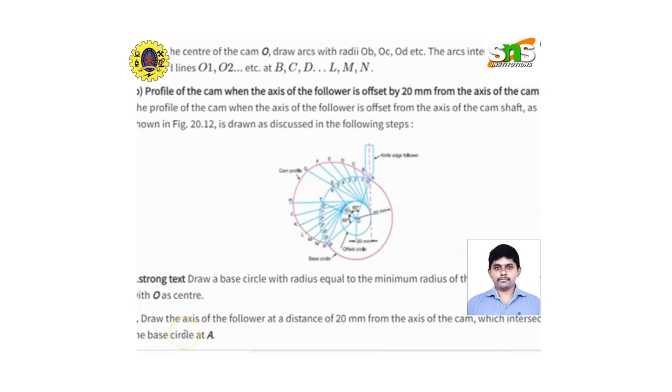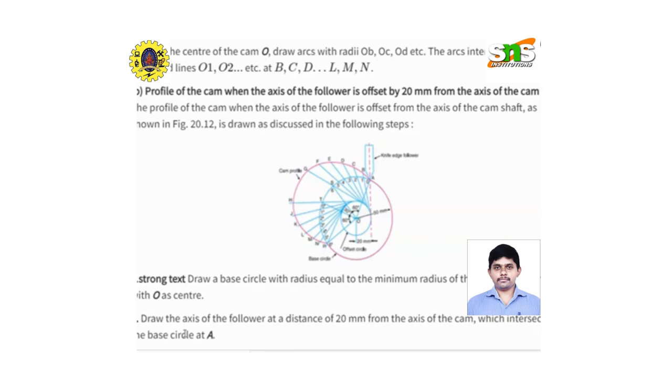Okay, so in my earlier class we have seen how to draw the cam profile diagram as per the given data with respect to uniform velocity. Okay, so here we continue the same thing, but instead we are going to give importance to offset.